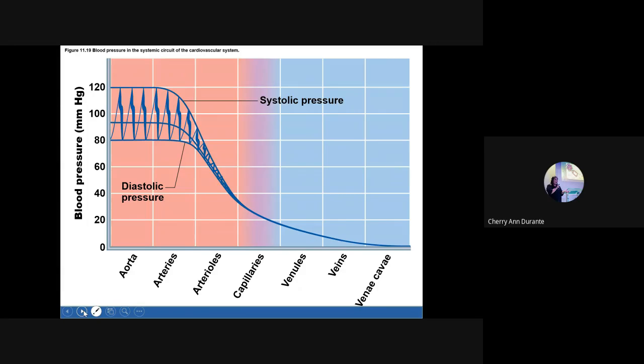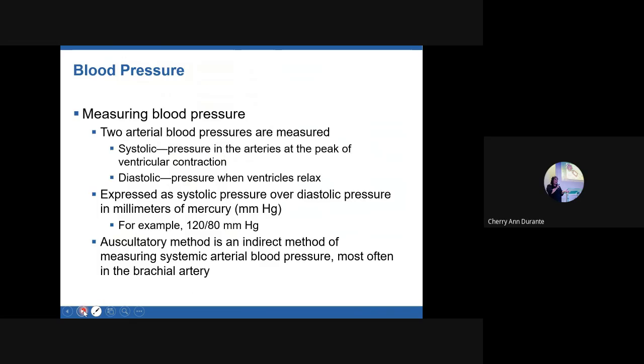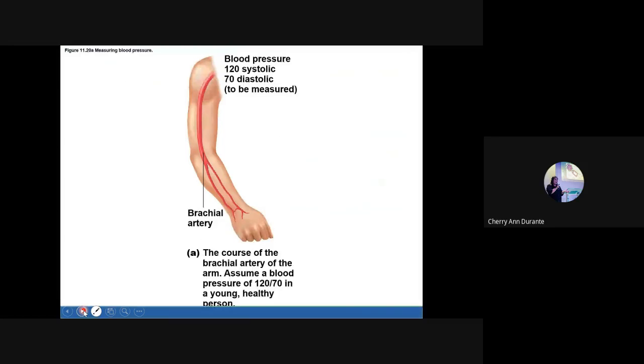So the normal blood pressure is 120 over 80. Yan yung ating normal blood pressure. It's measured in millimeters of mercury. Okay, so yan ang measurement natin, yung expression ng ating systolic and diastolic pressure. So this is now your blood pressure, 120 over 70. So the brachial artery of the arm assumes a blood pressure of 120 over 70.